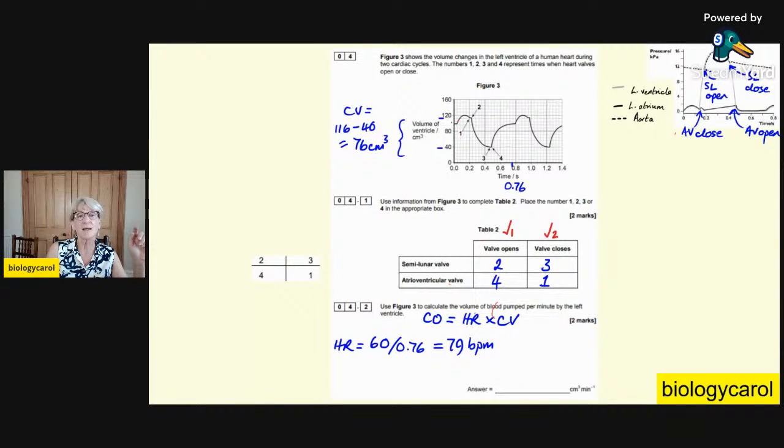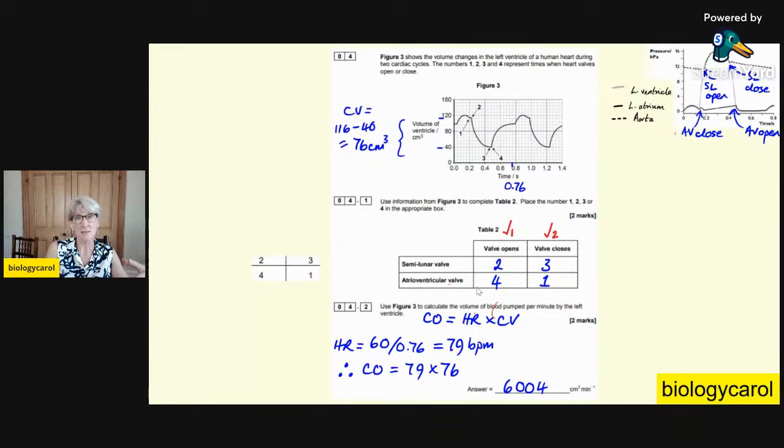So here is the maximum volume. I'm actually going to go from here down to here. So 116 minus 40, which equals 76 centimeters cubed. So we can now times 79 by 76 to give us 6,004 centimeters cubed, which is just over 6 litres. And that sounds about right.